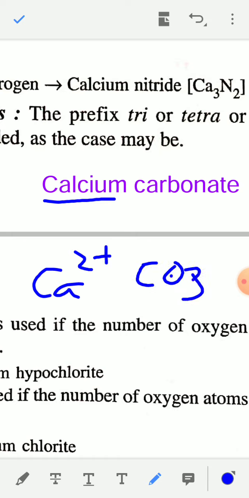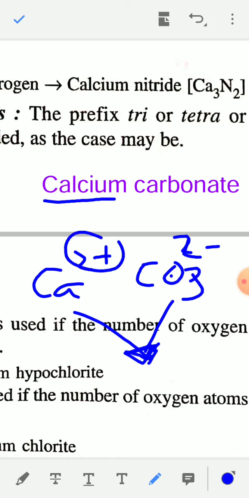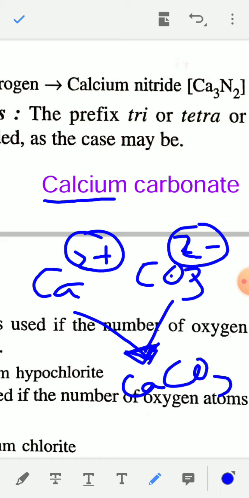First you have to know the symbols of the different radicals. Then just exchange their valency and combine them. If there is any common factor of their valencies, then you have to divide by the highest common factor. Here both charges are the same, so it is very simple: just join the two ions Ca and CO3. So CaCO3 is the formula of calcium carbonate.